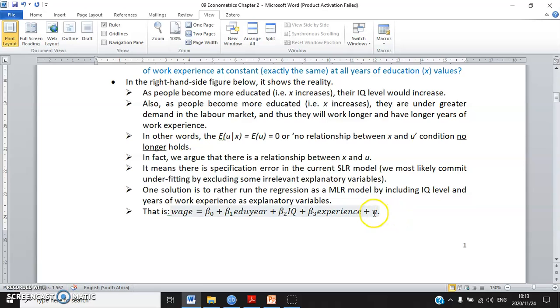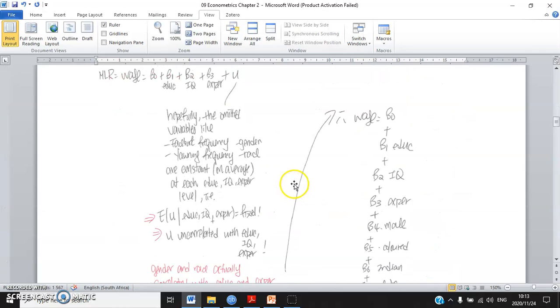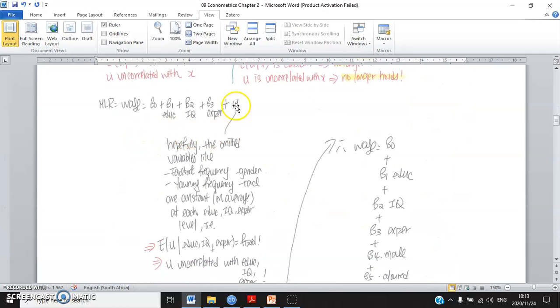And then I hope that in this new regression or MLR, this disturbance term, so U, would have no relationship with X1, X2, and X3. Actually, strictly speaking, if I think about this regression more carefully, I still suspect I commit underfitting. Remember, we still have a bit of gender and race discrimination, wage discrimination in the labor market. So strictly speaking, we should still improve this MLR further by including maybe some gender dummies and race dummies. So this is my further argument to you.